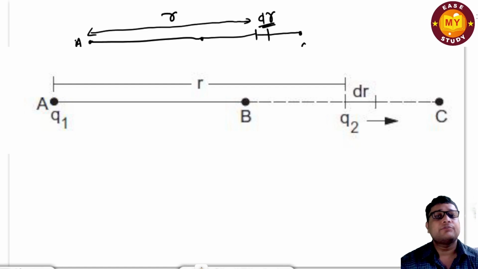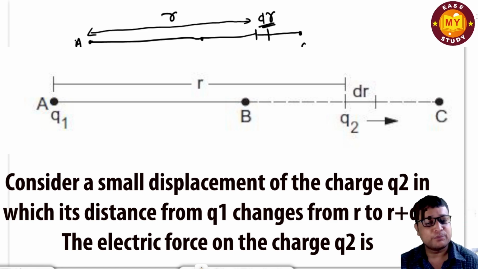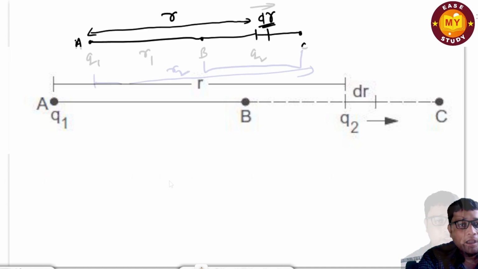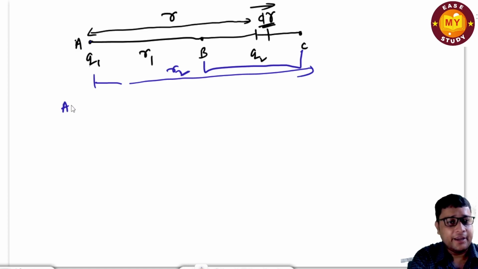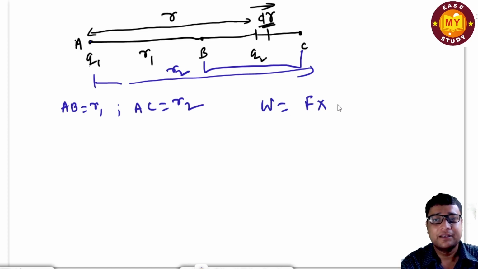So what is the force of attraction between Q1 and Q2? Because force into displacement is the work done. So you know how to calculate the electrical force. Here, AB is equal to R1 and AC is equal to R2. Then what is the force of attraction? Because to find the work done, you need force. Work done is equal to what? Very simple. Force into distance. Displacement. Force into displacement. Right.